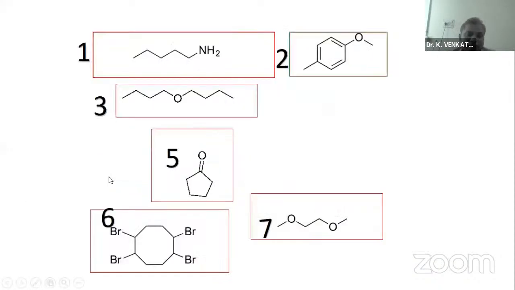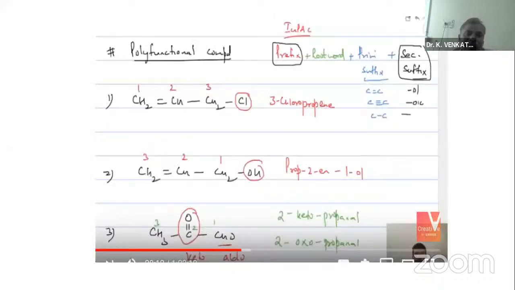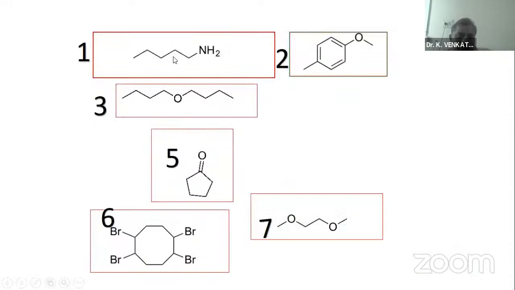Okay, and next, many compounds are there. First, what is the IUPAC name of the first compound? No need for paper, you can say directly. Pentan-1-amine. Pentylamine is the common name. 1-aminopentane, or pentanamine, is the correct answer.